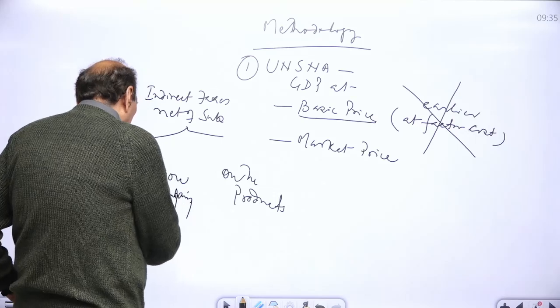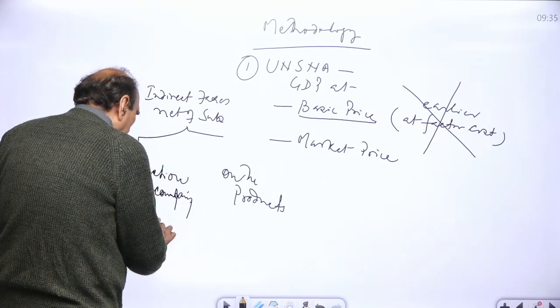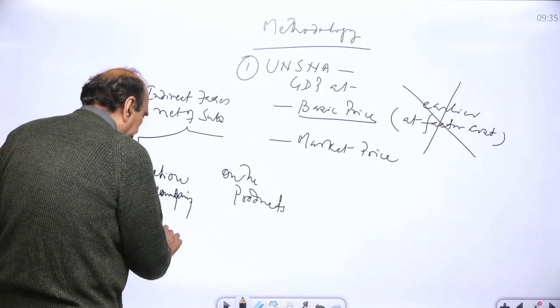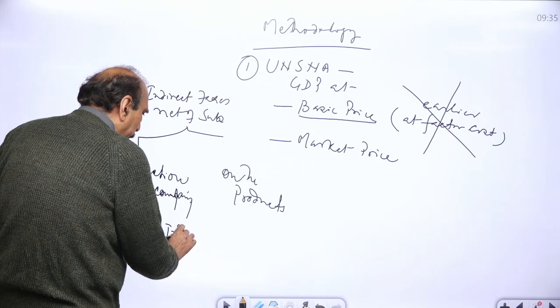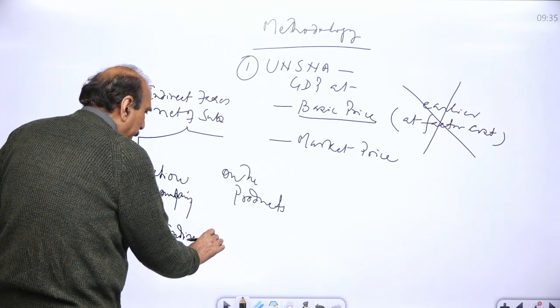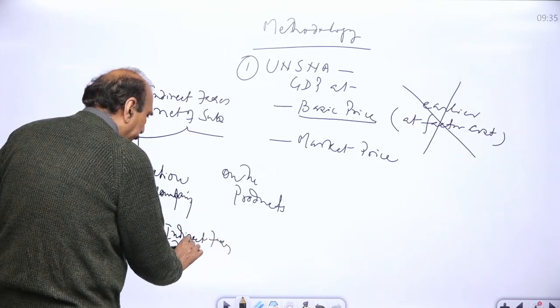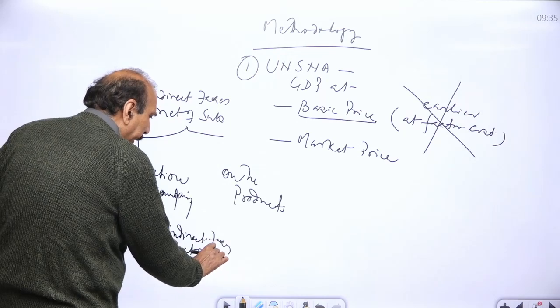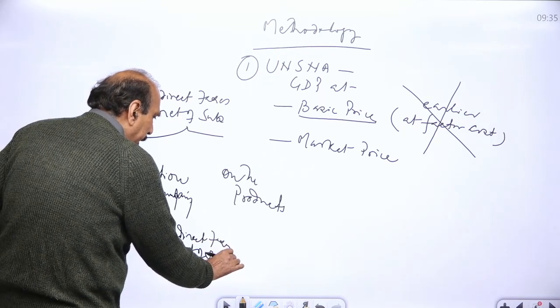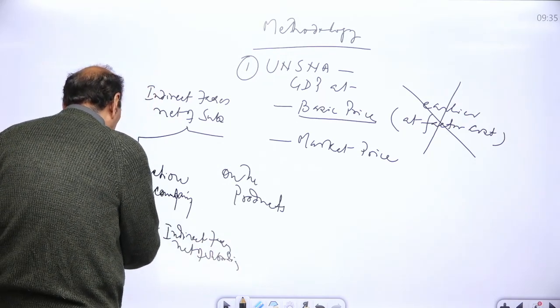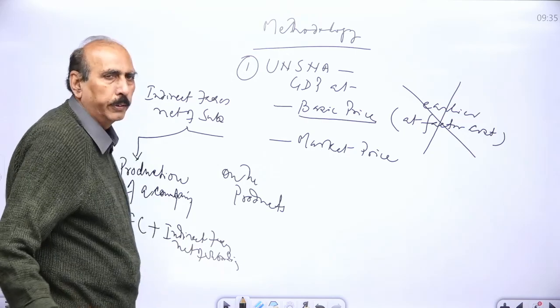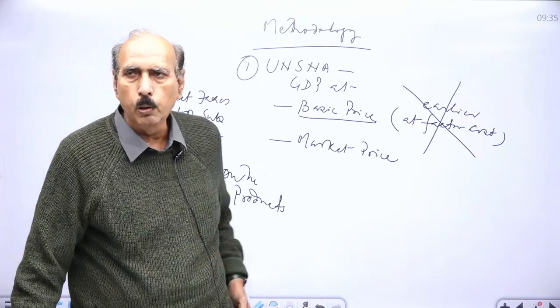Therefore, factor cost plus all these indirect taxes, net of subsidies, is called basic price. BP is called basic price.